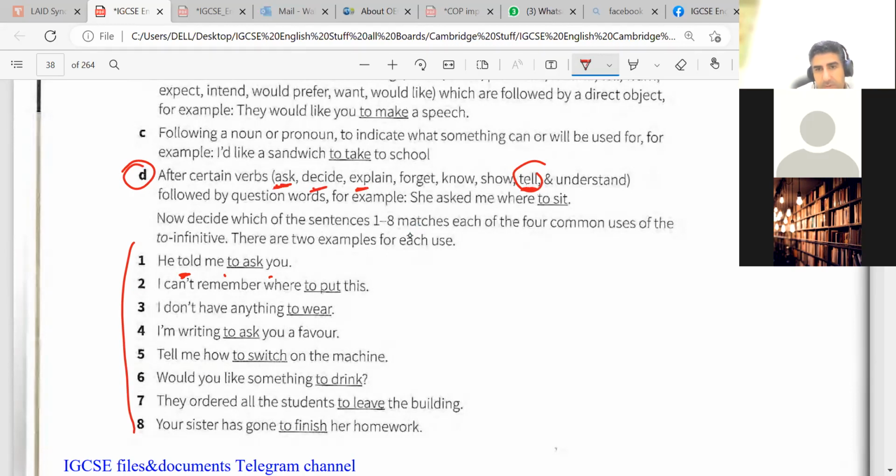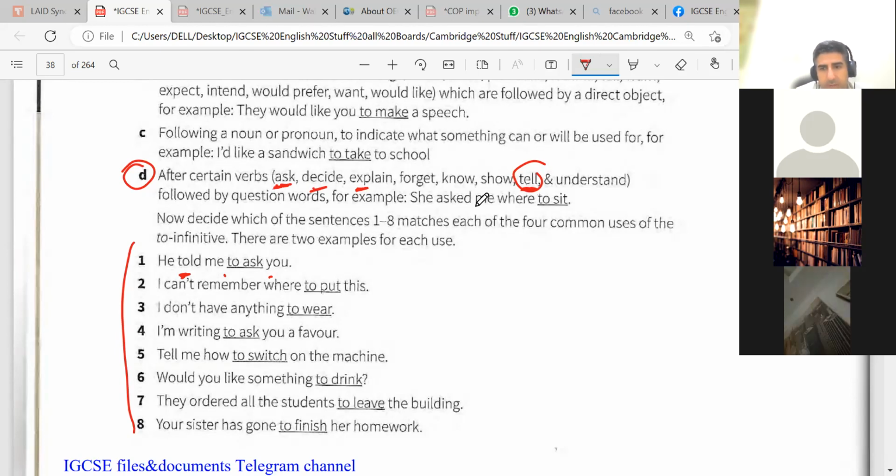Guys, yes, it makes sense. Are you with me? Right. Okay. So he told me to ask you, which function, Khalid? A or B or C or D? It will be D because, yes, because what? To comes before ask. After the verb tell, you need to use to ask.